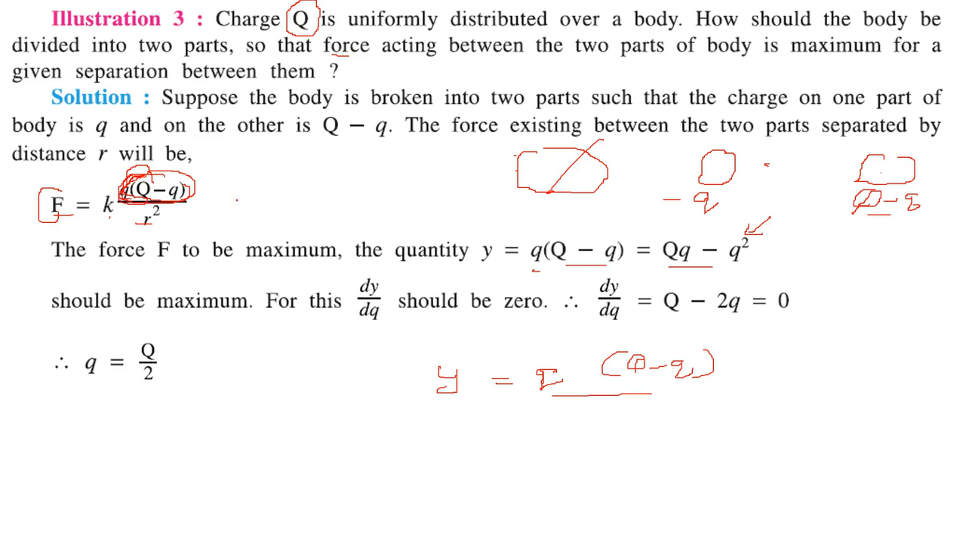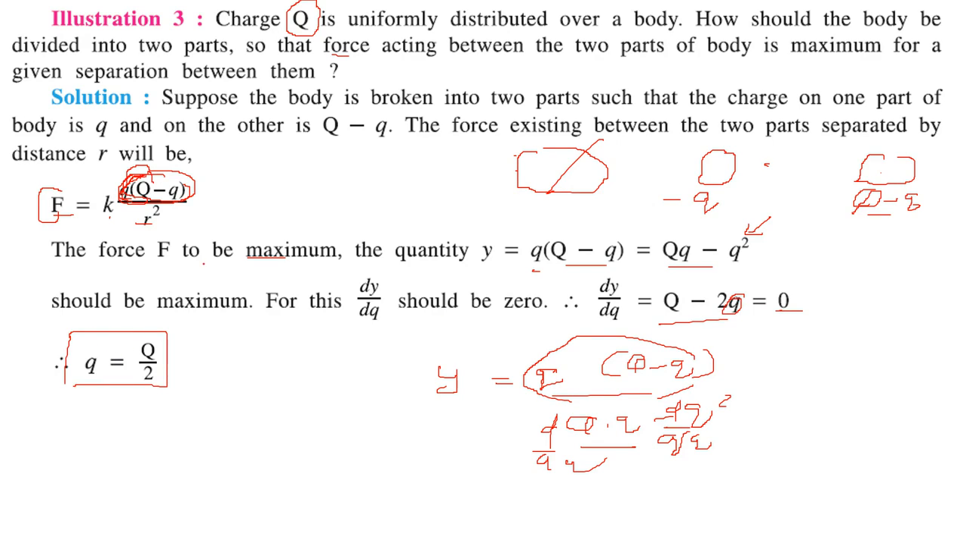No. The derivative of this value should be 0, so that it becomes maximum. So we'll take the derivative dy by dq. This will be q into Q minus q square. We take the derivative with respect to q, d by dq, and you get Q minus 2q, which is equal to 0, and this gives you q equal to capital Q by 2. This is the answer. So we have to divide them. The charge should be half and half between the two parts.